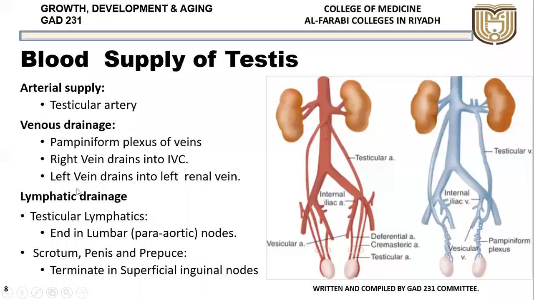Okay. Coming to the lymphatic drainage, it will be into the testicular group of lymph nodes. These lymph nodes drain into the lumbar or para-aortic group of lymph nodes. Just beside the artery, there is a group of lymph nodes called the para-aortic nodes. Para means beside the aorta. This is the aorta, so beside the aorta are the para-aortic group of lymph nodes. The scrotum, penis, and prepuce drain terminally into the superficial inguinal nodes. But the testis drains inside, and the penis, prepuce, and scrotum drain outside into the superficial inguinal group of lymph nodes.